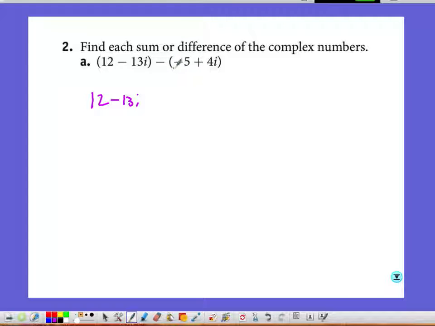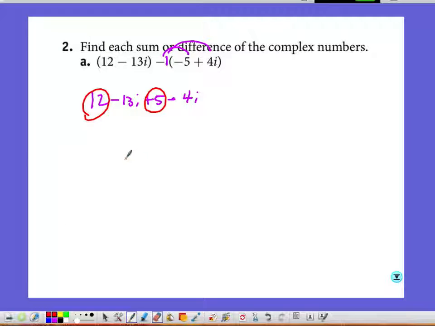Now looking at the next parentheses, you notice that I have a negative on the outside, and this is basically just a negative 1. And so this negative 1, we need to distribute. Negative 1 times negative 5 is positive 5. Negative 1 times 4i is negative 4i. Every time you see a negative in front of the parentheses, you have to distribute it. It's very important.